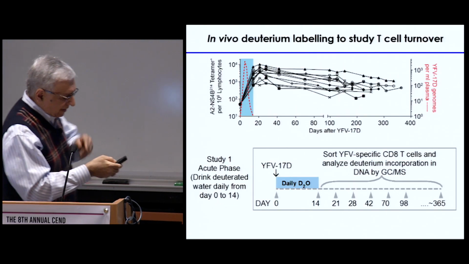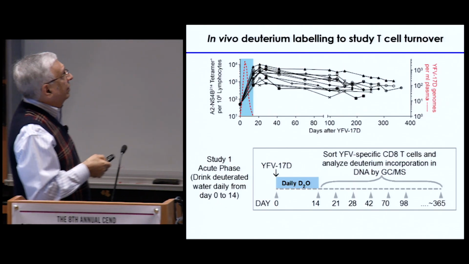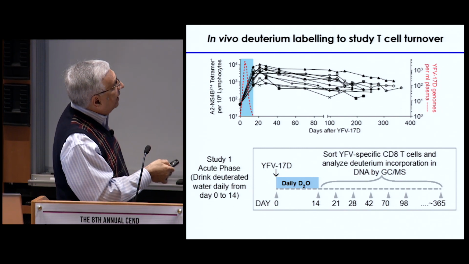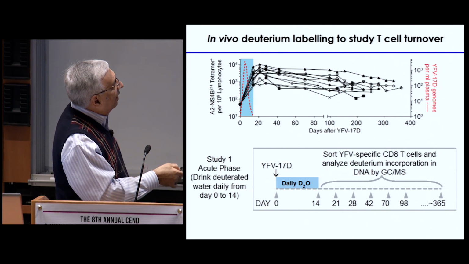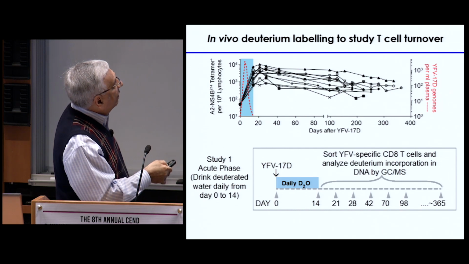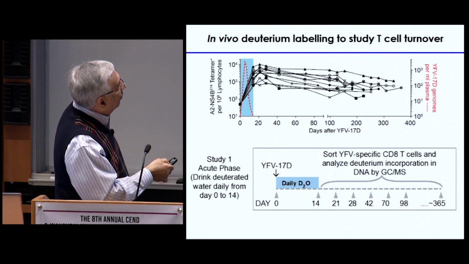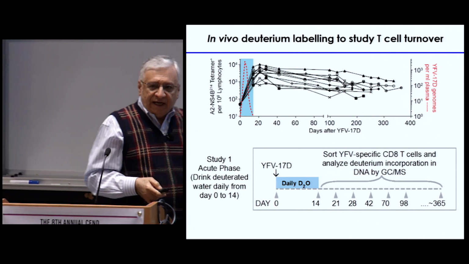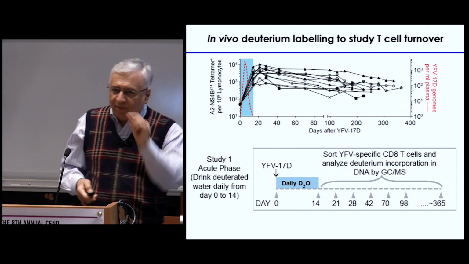So here is the experimental design. And in the next slide, I'll show you the data. And this is actually from the vaccinees that were in the study. Okay? And they were followed out to up to about day 400. So the deuterium intake was over here. So basically, every cell now that is dividing will incorporate deuterium.